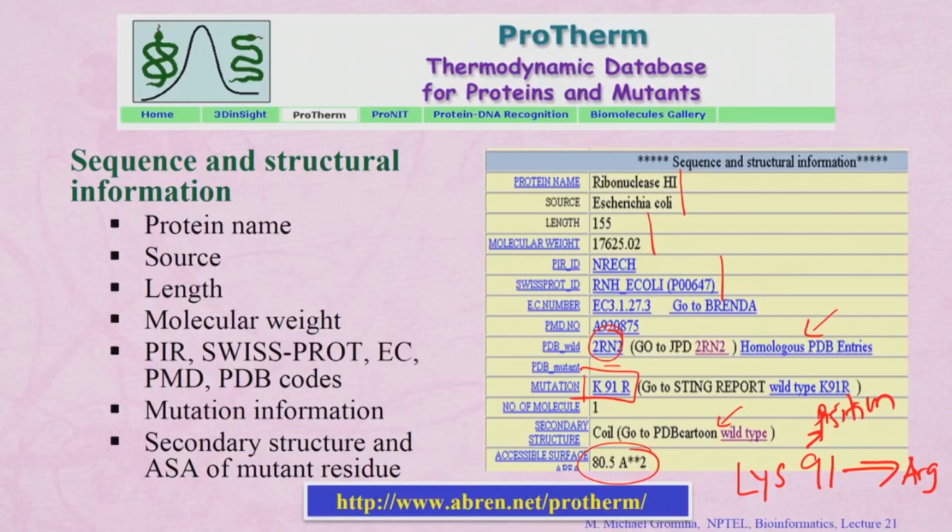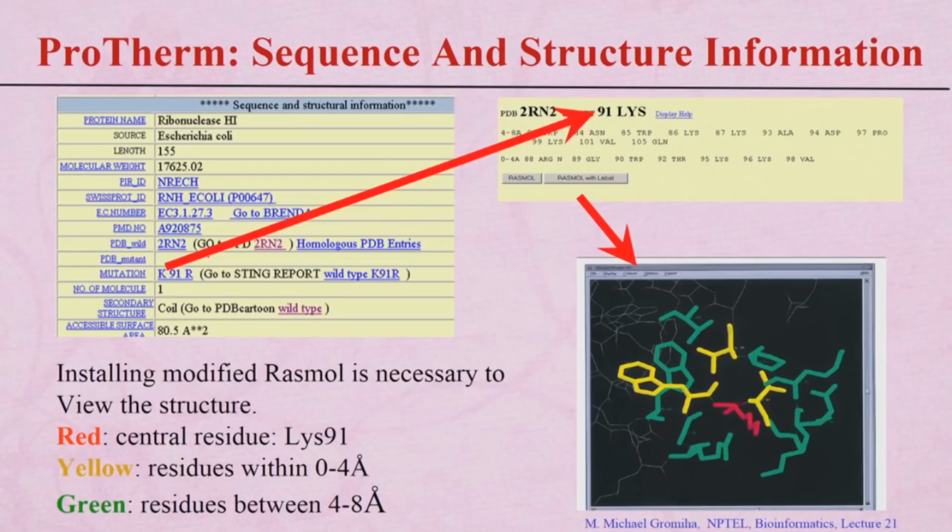So, if you have a particular mutation, we give all the information regarding the protein and the mutants. Then we give the link for this K91R. We display the mutation, and you can see lysine 91, here is K91, and see the residues which occur near to this particular mutant. If you see the yellow one, this is within 0 to 4 angstrom, and the green one, this is 4 to 8 angstrom.